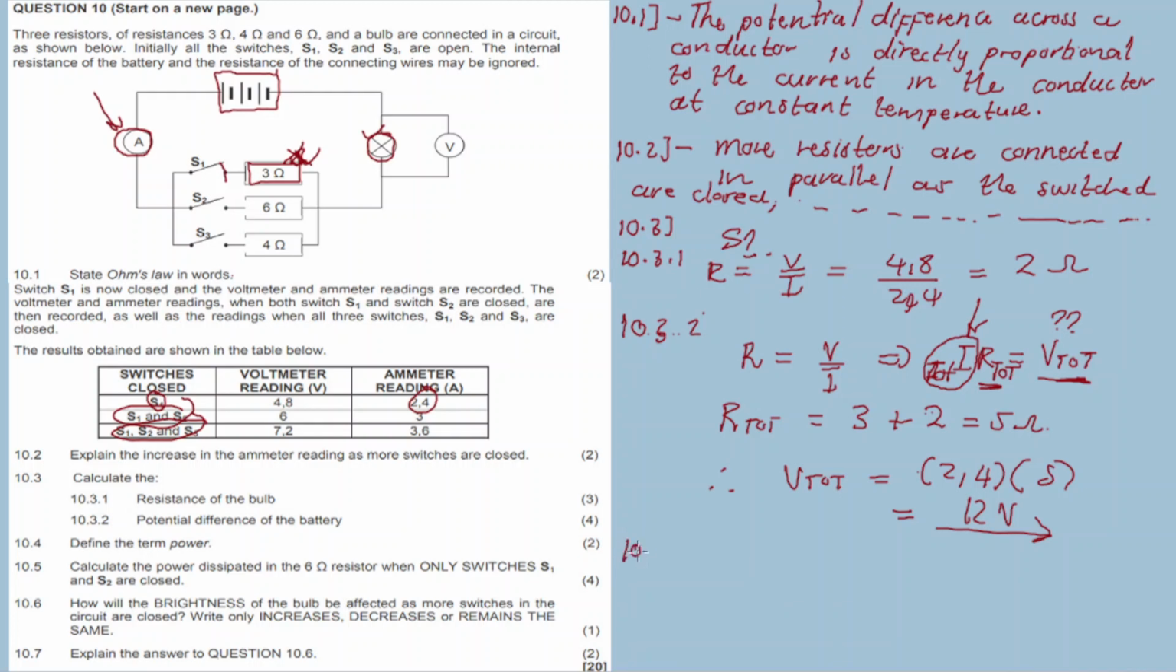So 10.4, what is defining power? Define the term power. Power is the rate at which work is done.